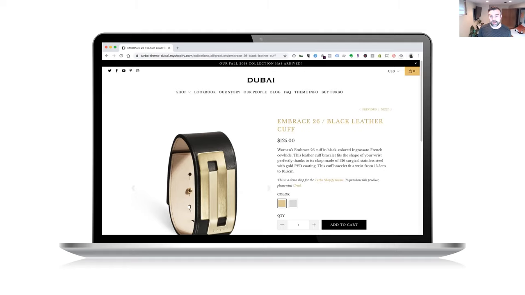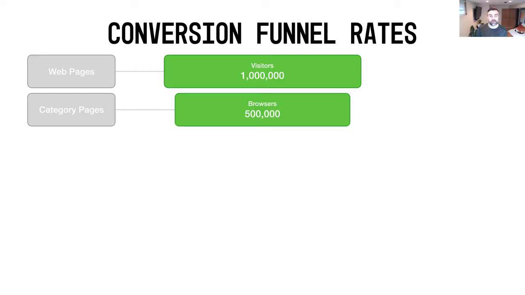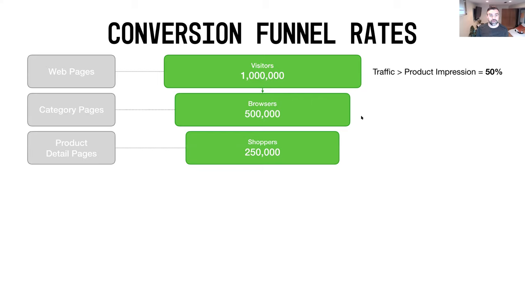So how does the math work for this? Yesterday we looked at conversion funnel rates and how to calculate your traffic to product view conversion rate, or I've rephrased it as your traffic to product impression rate, because I realized after the fact that the Google Analytics example I showed you didn't quite have the same terminology to line up here. So what I'm showing you today is your traffic to product impression conversion rate, which is 50%. Now, today, if we go a little bit deeper, we're going to look at those category pages and those becoming shoppers.